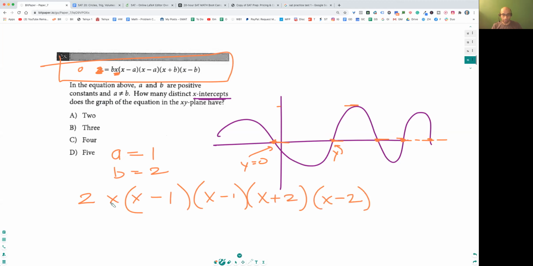So look, this guy is actually written as 2 times x minus 0. So that's why this one you got 0, 1, 1, -2, and +2, right? So that's why these are your 4 distinct roots here. Okay, let's move on, guys, to the next problem.